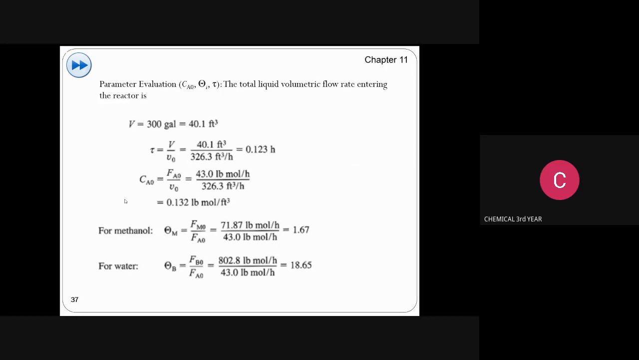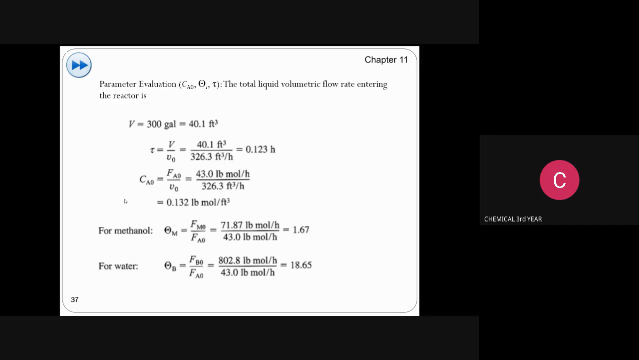The parameter evaluation of the total heat coefficient flowing entering the gas, V equal to 300 Kelvin, and if that is converted into 14.1 feet cube, and tau equal to capital V divided by small v naught, the values become 14.01 feet cube divided by 326.3 feet cube per hour. The final answer of tau equal to 0.123. That 0.123 is automatically used by the next step.